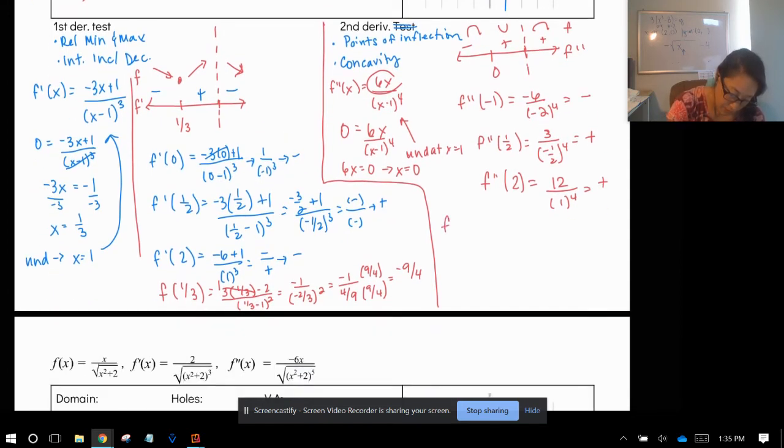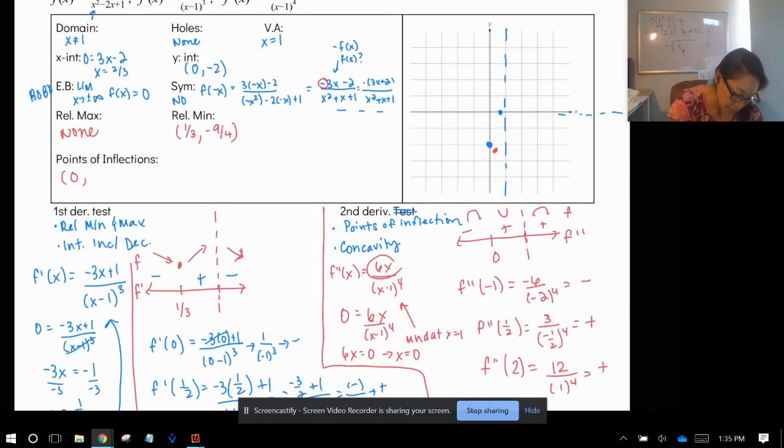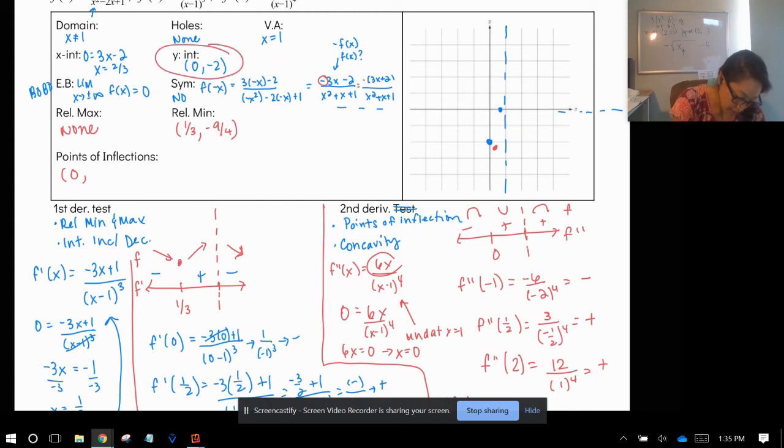So I'm going to start with f of 0. Oh wait, we know what f of 0 is because we figured that out from our y-intercept: it is negative 2. Otherwise, you would have to plug it in. So right here, our y-intercept is also a point of inflection. All right, we're ready to graph.